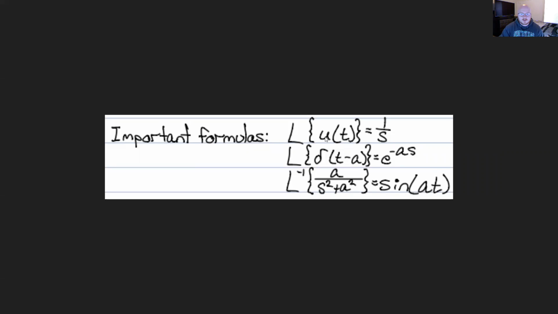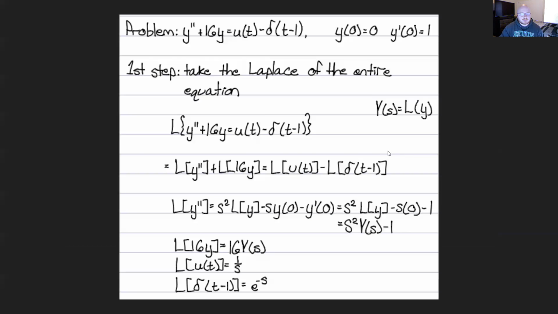Here are a few formulas that I thought were useful when I was solving this equation. The Laplace of the unit step of t is equal to 1 over s. The Laplace of delta of t minus a is equal to e to the minus as. And the inverse Laplace of a over s squared plus a squared is equal to sine at.